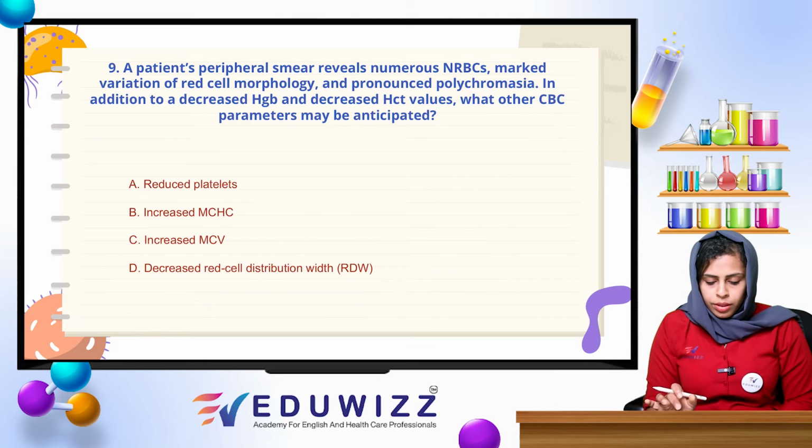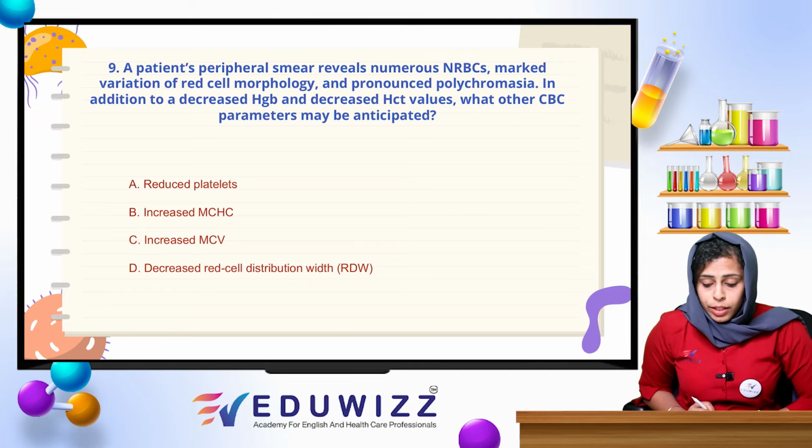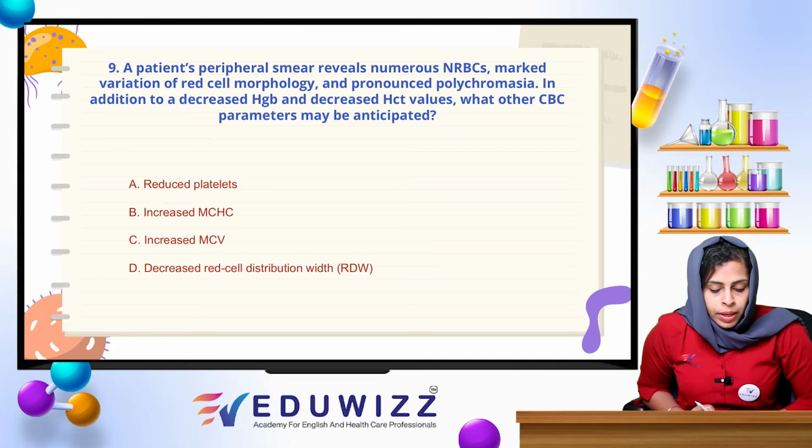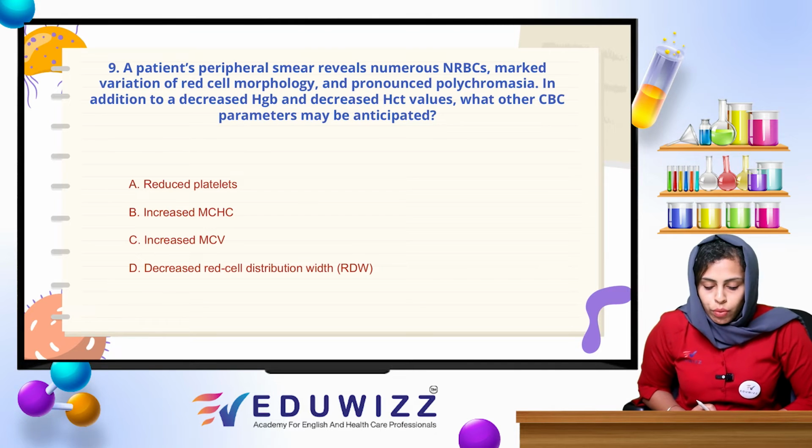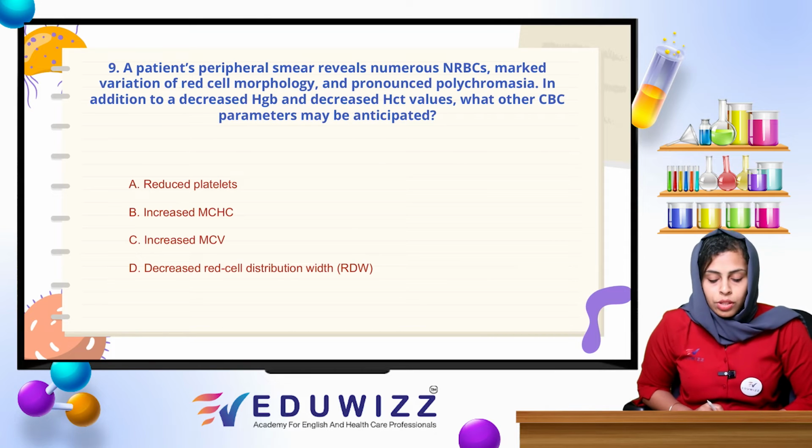Then the next question. A patient's peripheral smear reveals numerous NRBCs, marked variation of red cell morphology, and pronounced polychromasia. In addition to the decrease of Hb and decrease of HCT value, what CBC parameters may be anticipated? Reduced platelet count, increased MCHC, increased MCV, and decreased red cell distribution width, RDW.